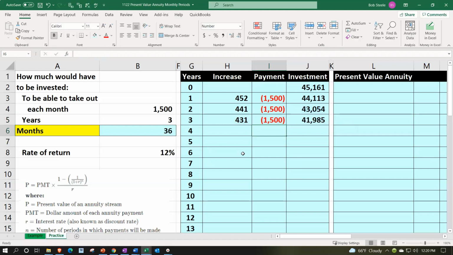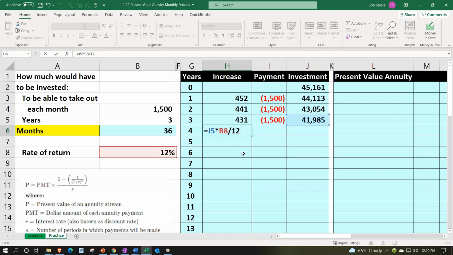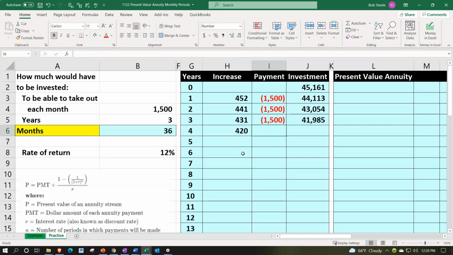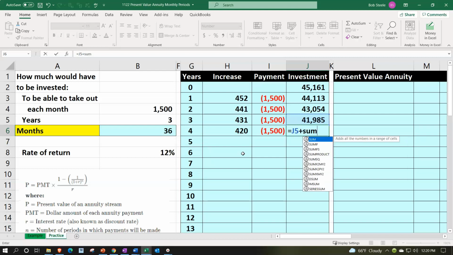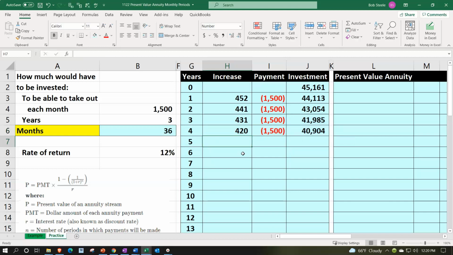Let's do it one more time. This equals the 45,985 times 12%. That's the yearly rate, divided by 12 to get to the monthly amount. Tab to go directly to the cell to the right. Negative to make it a negative number of the 1,500. This is going to equal the amount above, 45,985, plus the SUM, Shift 9, left arrow, holding down Shift, left again, Shift 0, closing it up, and there we have it.